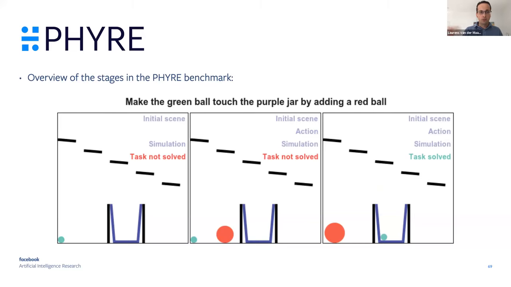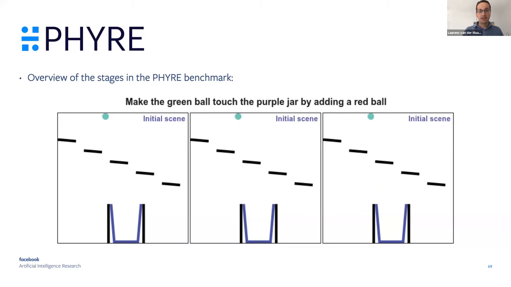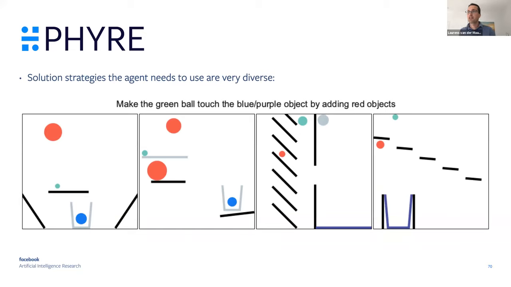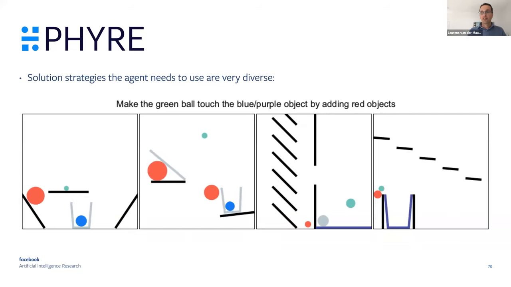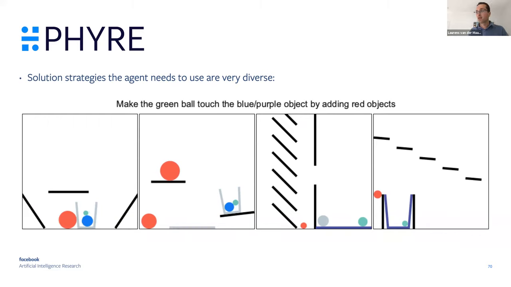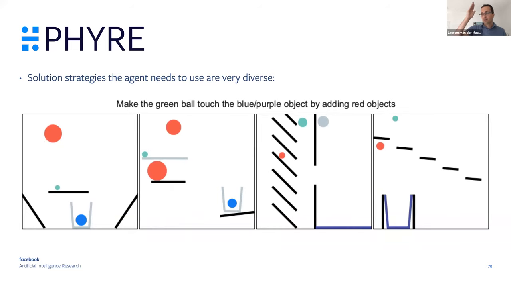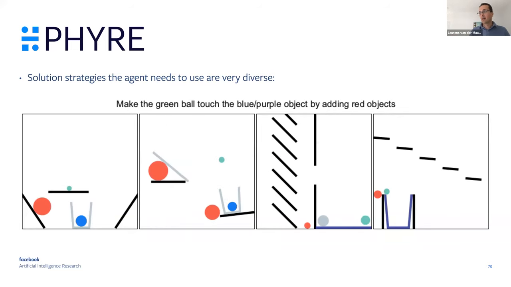And so what we did is we developed a lot of these tasks, and the solution strategies that you need in order to solve the tasks are very diverse. So you may have to build little things like catapults, or you have to hit a green ball that's falling to make sure that it's moving in the right direction, etc.